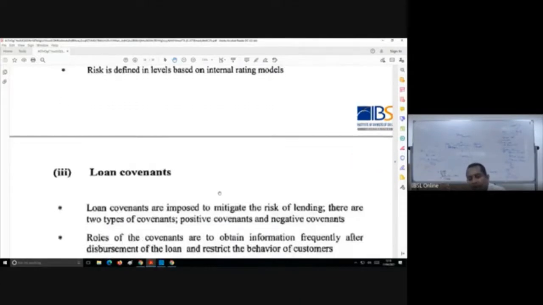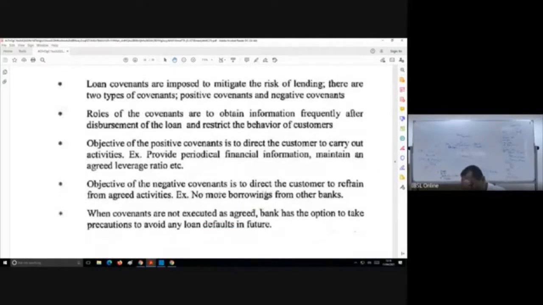Loan covenants, I discussed this earlier today as well. Two types: positive covenants or negative covenants, affirmative covenants or restrictive covenants. Affirmative covenants are covenants the customer can adhere to: submission of bank statements, submission of financials, maintaining 1.2 times asset cover, all those things. Restrictive, you can't borrow. You should not invest without asking the bank, that kind of thing. Restrictive is to control the customer. Affirmative is to monitor the customer. That is what they have asked.